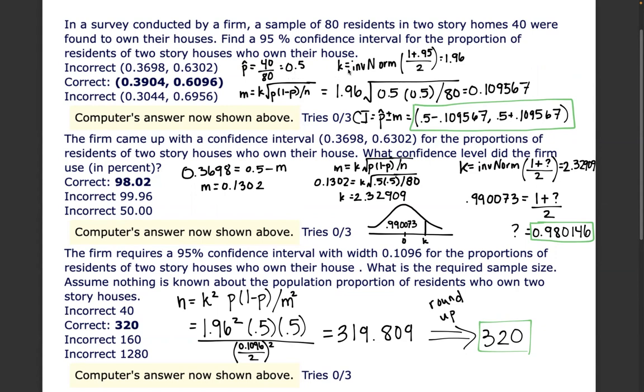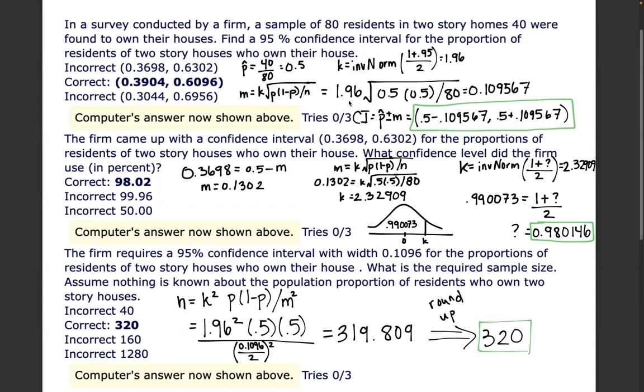Our K is going to be, well, we have a 95% confidence level. So when we do the inverse norm of (1 plus 0.95) divided by 2, and then a mean of 0 and standard deviation 1, we get 1.96. And then our margin of error is going to be K times the square root of P times (1 minus P) divided by N. So we already calculated K, we have our P, and our N is given to us. So we can plug and chug.